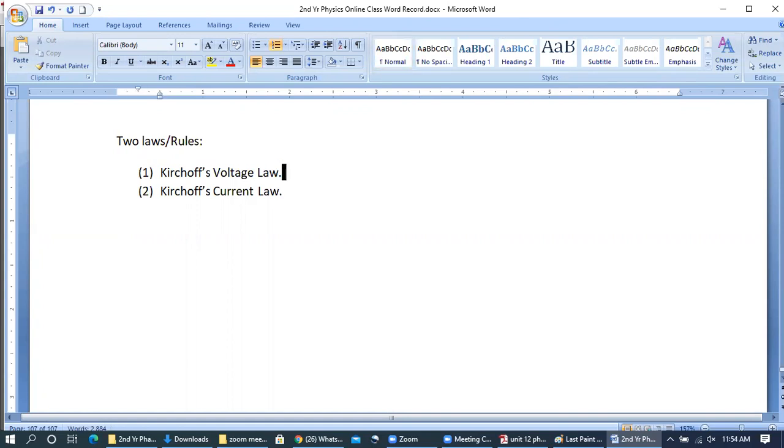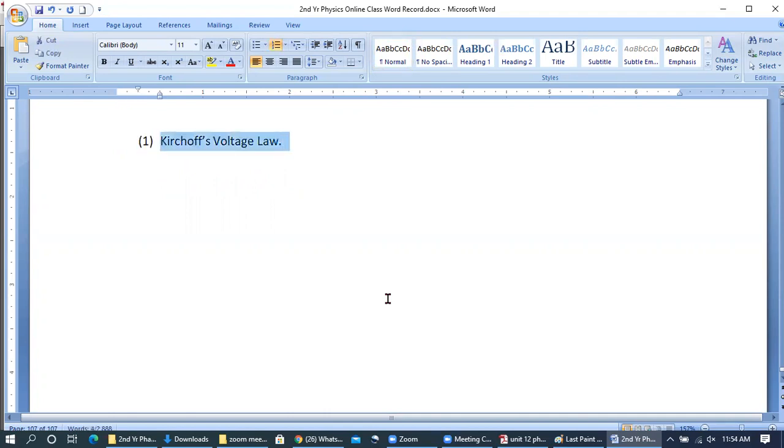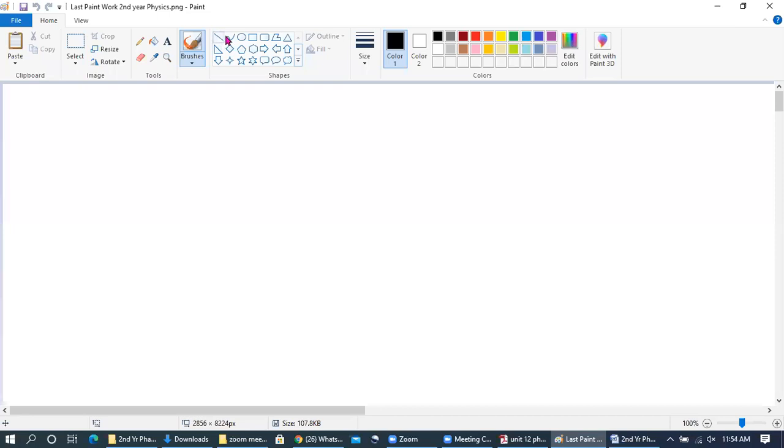Anyhow, we'll look into Kirchhoff's voltage law and try to understand what it is. At first, we'll look into Kirchhoff's voltage law. To understand what is described in it, we have to draw certain diagrams, and then we'll understand these concepts.